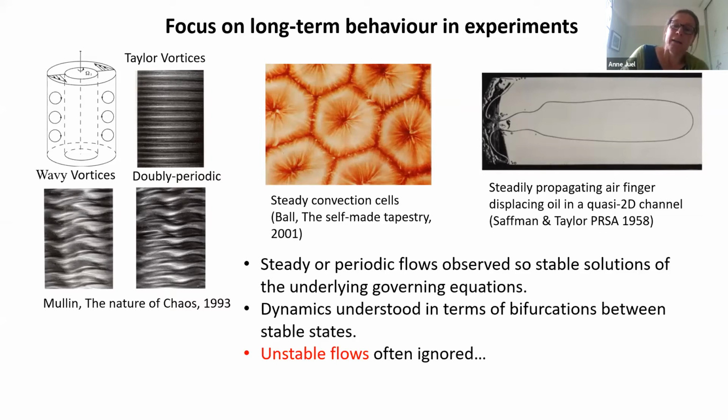Now, when we see steady or periodic flows, we can infer that these are stable solutions of the underlying governing equations. And one way to understand the dynamics is to look at, these fluid systems are obviously nonlinear, the bifurcations between stable states, ultimately loss of symmetry of the flow, and transition towards some form of disorder and complexity. The point is that experimentally we tend to ignore unstable flows.